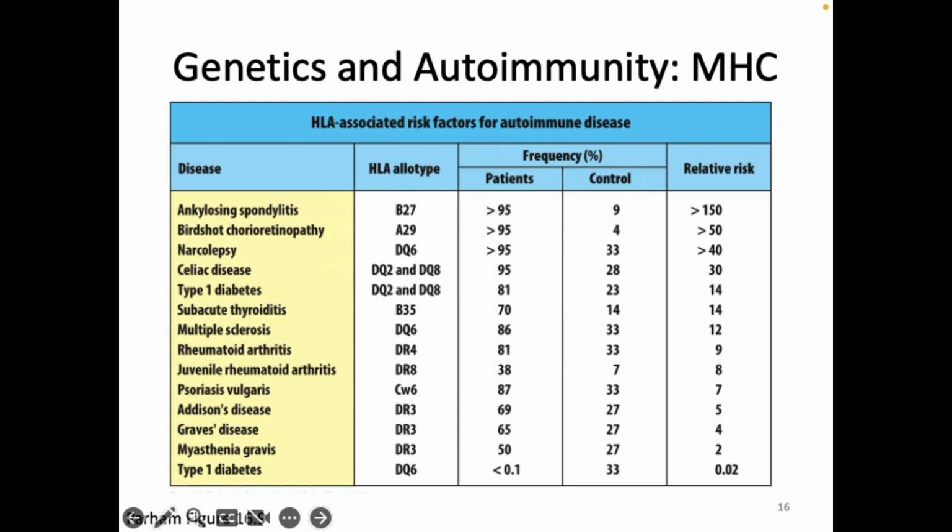You can see birdshot chorioretinopathy. Patients with that often have HLA-A29. And you can see a lot of different things here. You can also see there are some negative associations, like type 1 diabetes patients are unlikely to have HLA-DQ6.